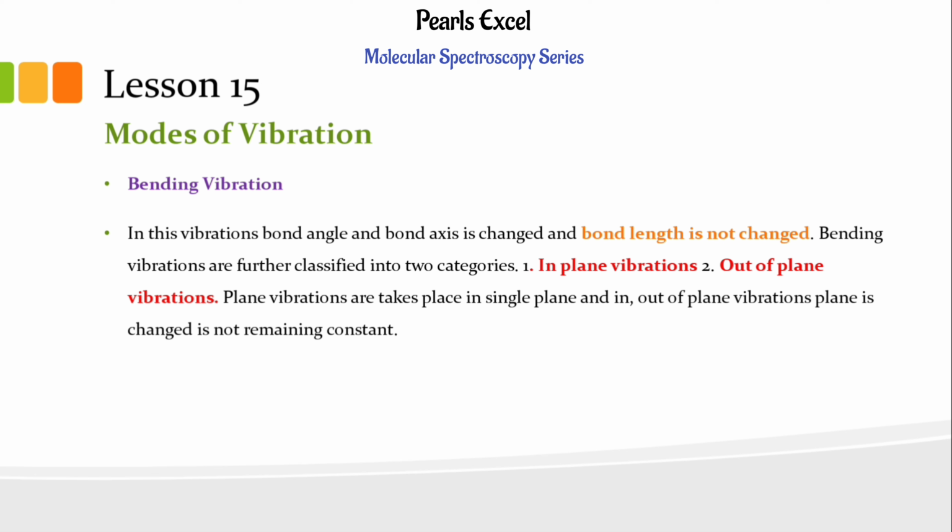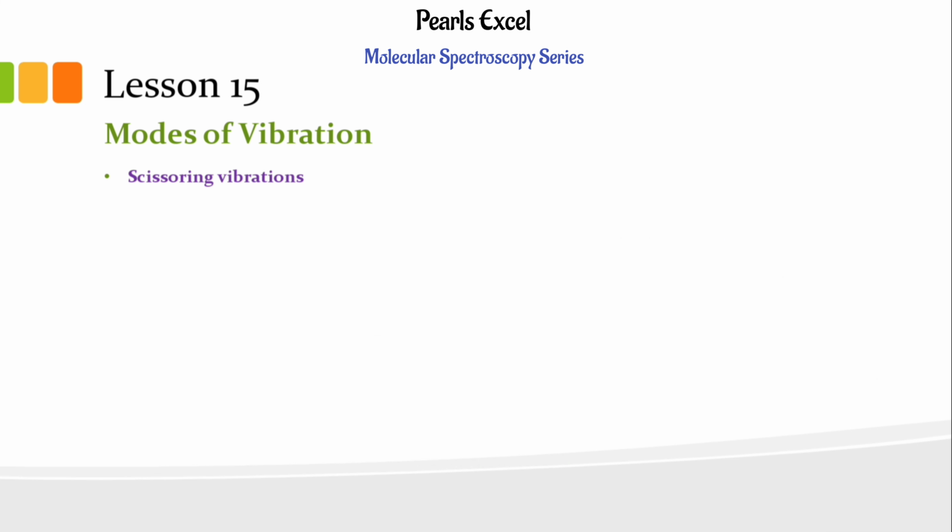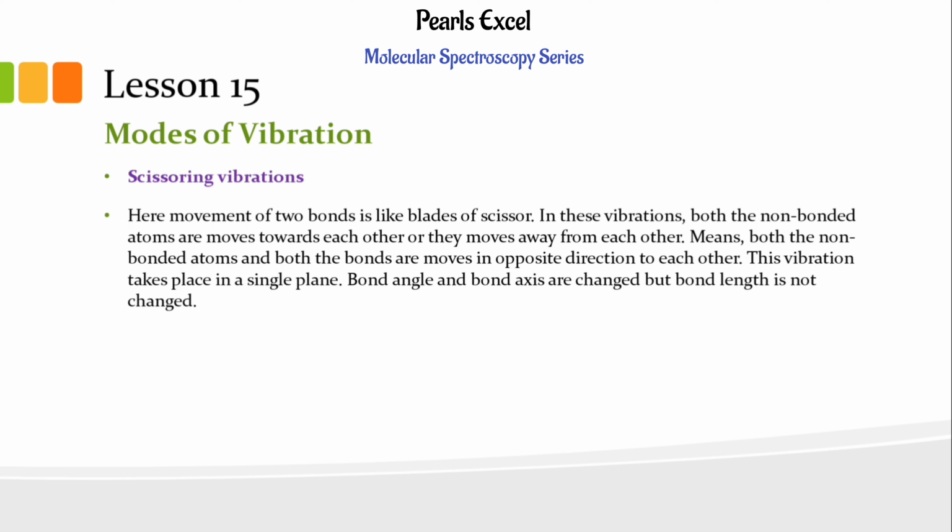Now in plane vibrations, the plane is not changed, but bond axis and bond angle are changed and bond length is not changed. These vibrations are of two types, one is scissoring and the second one is rocking. We'll see each type one by one. So first, scissoring vibrations. Here the movement of two bonds is like the blades of scissors. In these vibrations, both the non-bonded atoms move towards each other or move away from each other, which means both the non-bonded atoms and both the bonds move in opposite directions to each other.